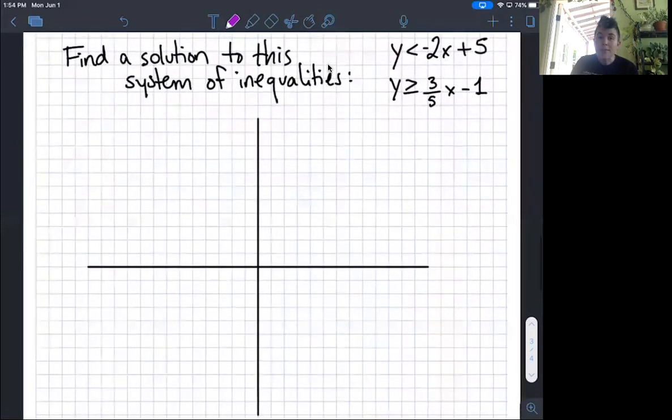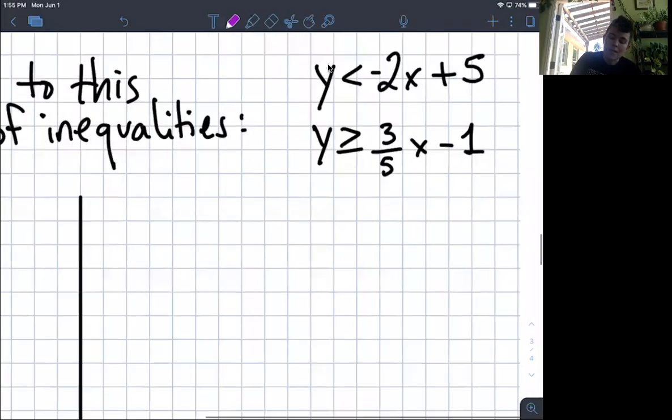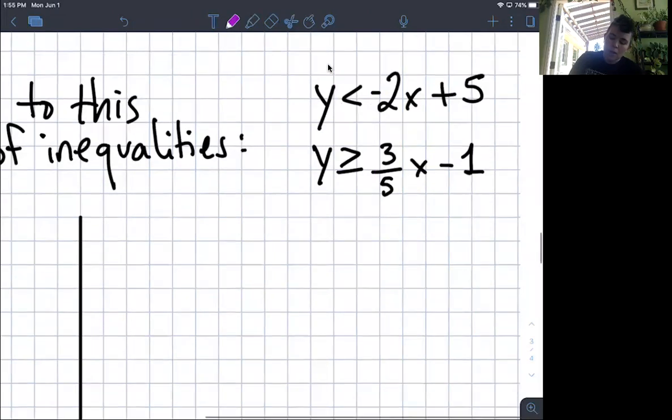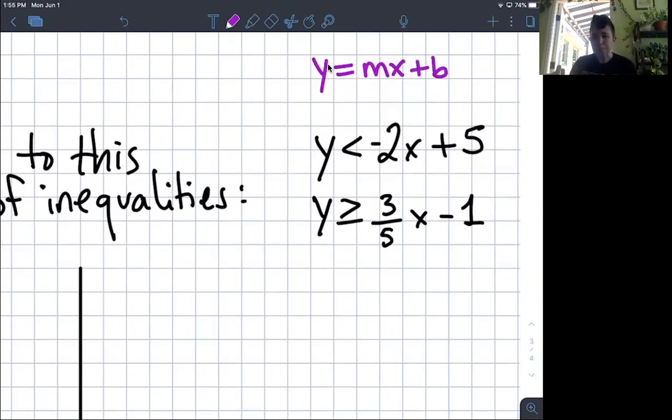Okay, so here we have a system of inequalities. This is different than a system of equations because instead of equal signs here, we have inequalities. But we're gonna graph them in very much the same way. So remember, with graphing, we have y equals mx plus b. It's called slope-intercept form, and that's how we have learned how to graph.